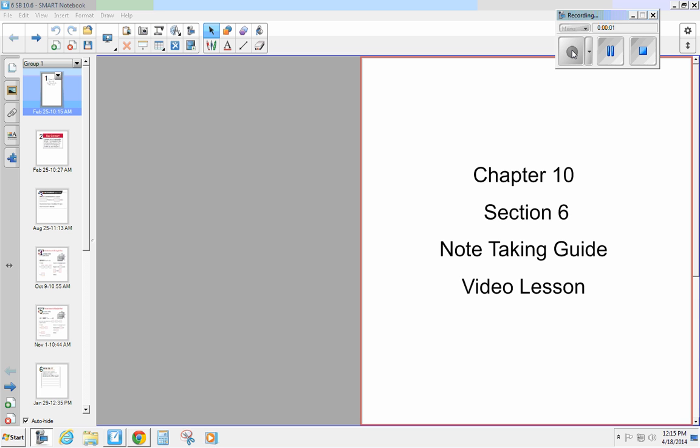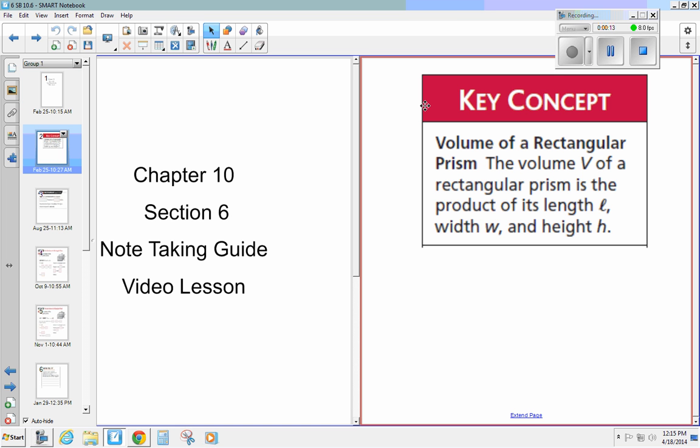Welcome to Chapter 10, Section 6, entitled Volume of Rectangular Prisms. Volumes of rectangular prisms are very similar to the area of a rectangle. And there's a lot of different formulas you can use.